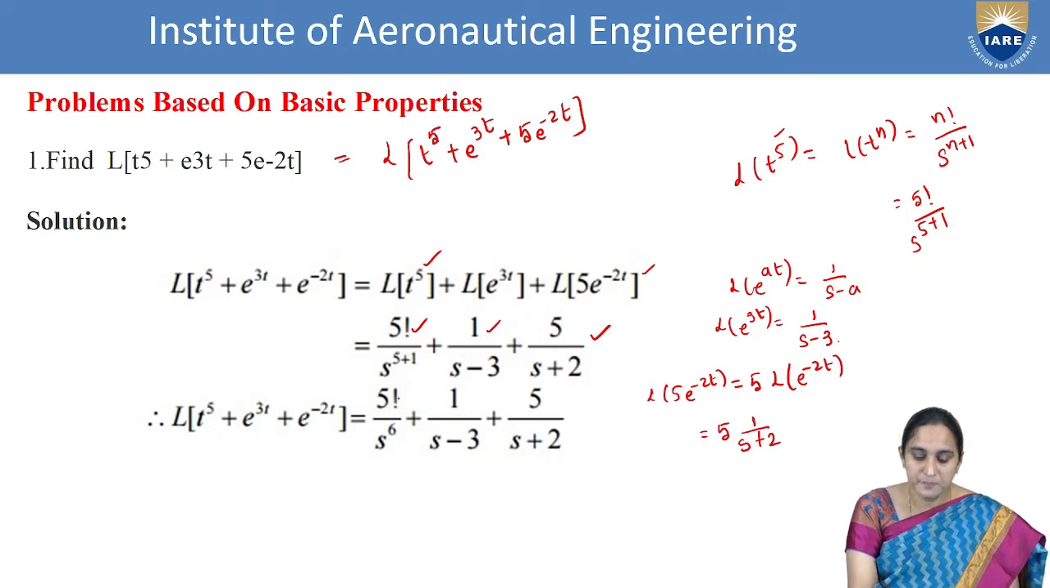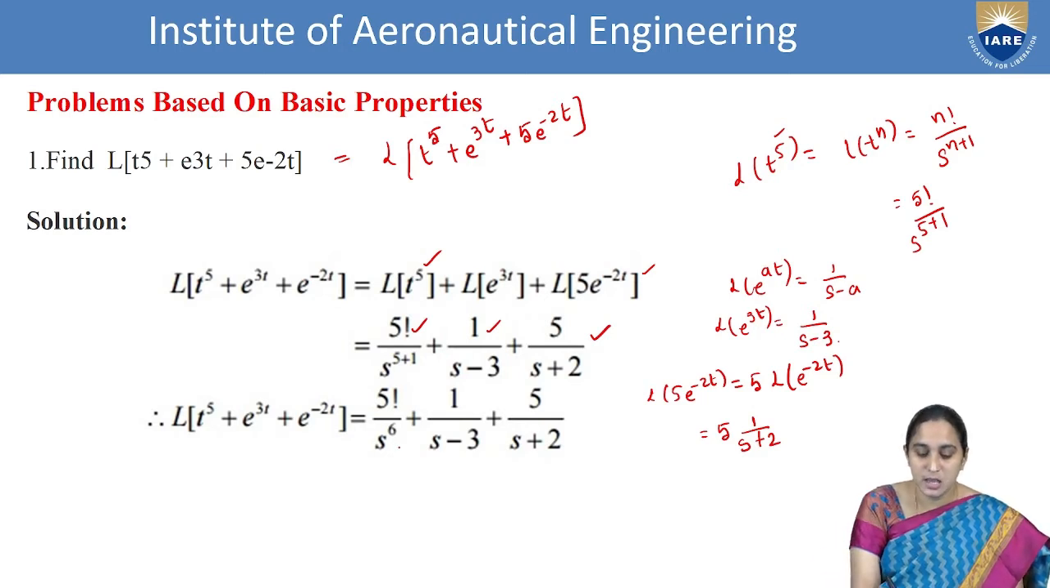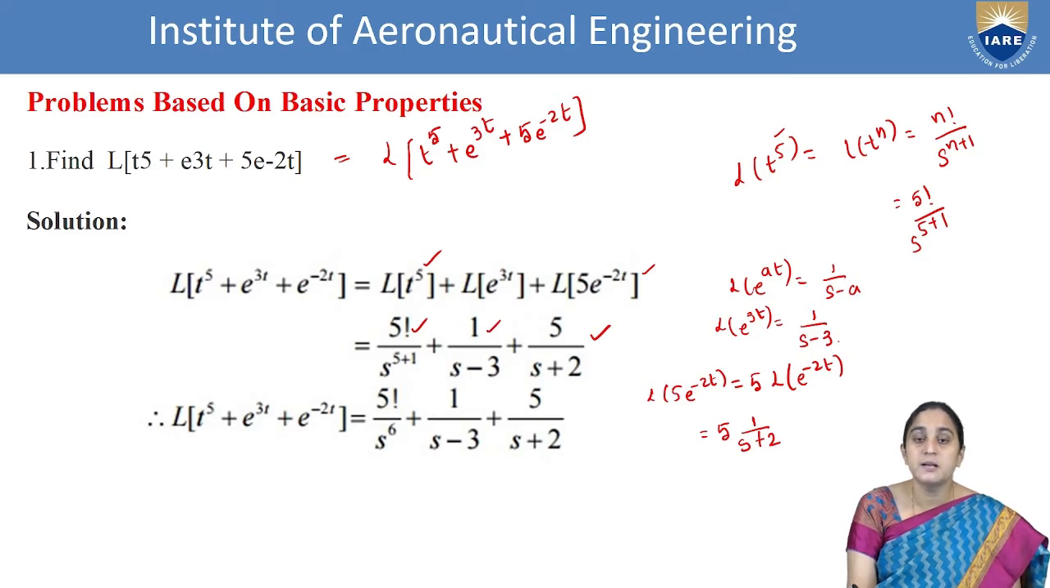Okay. Then, therefore, 5 factorial by s power 5 plus 1, that is s power 6, plus 1 by s minus 3 plus 5 by s plus 2. Okay. This is the final answer for the first question. This is a very simple question, that is Laplace of t power 5 plus e power 3t plus 5 into e power minus 2t. Answer is 5 factorial by s power 6 plus 1 by s minus 3 plus 5 by s plus 2.